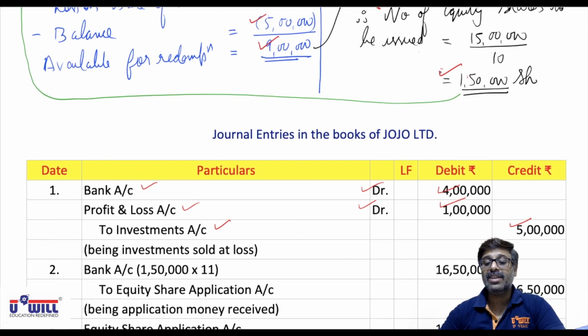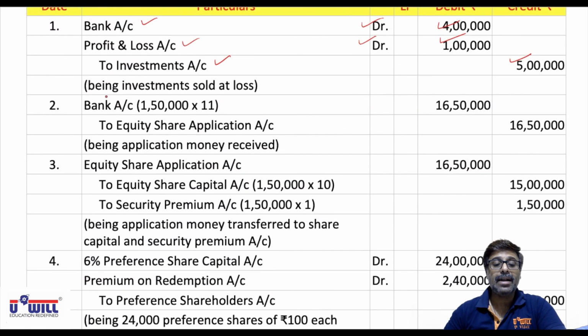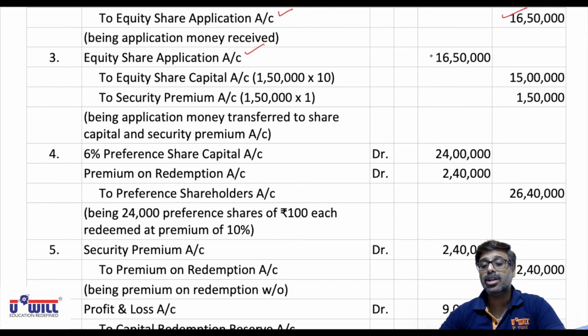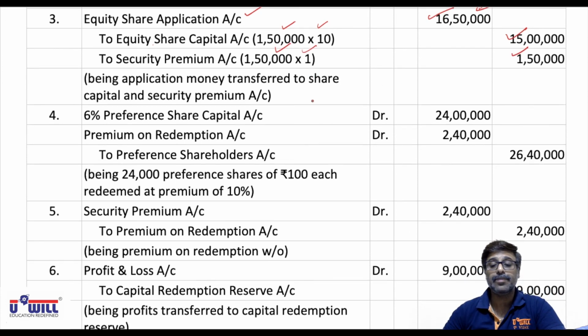Now 1,50,000 equity shares of 10 each are issued at 1 rupee premium. So bank account debit with 1,50,000 into 11, 16,50,000, to equity share application account 16,50,000. Equity share application account debit with 16,50,000 to close it, to equity share capital 1,50,000 into 10 face value 15 lakhs, to security premium account 1,50,000 into 1, 1,50,000.